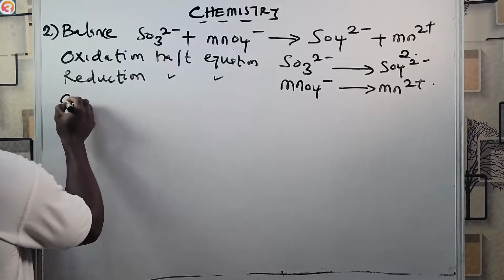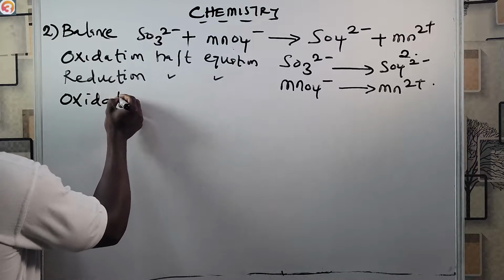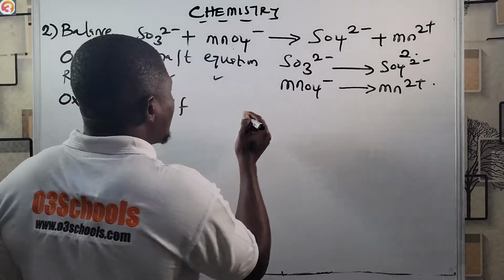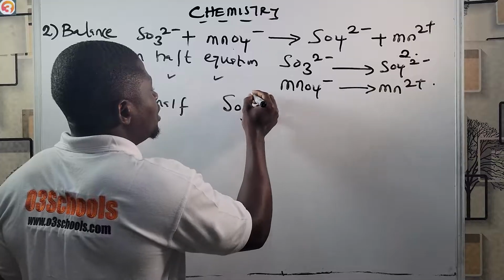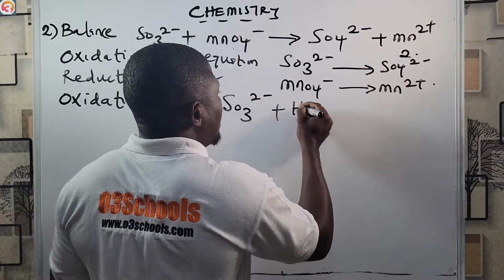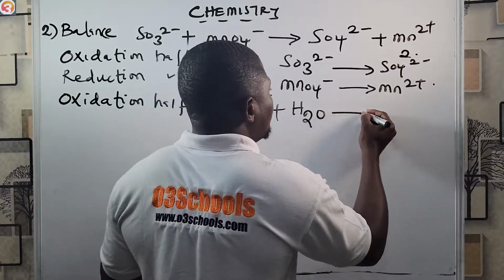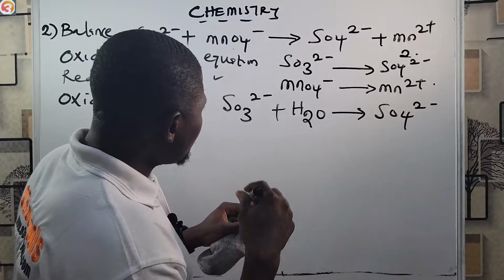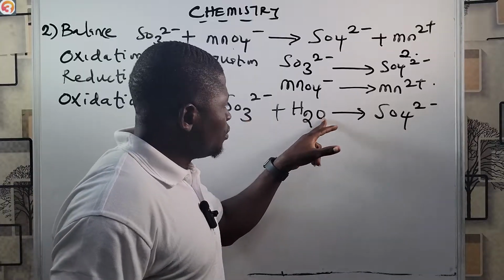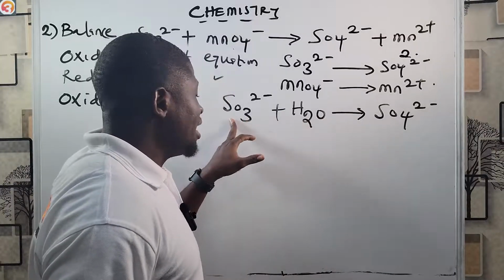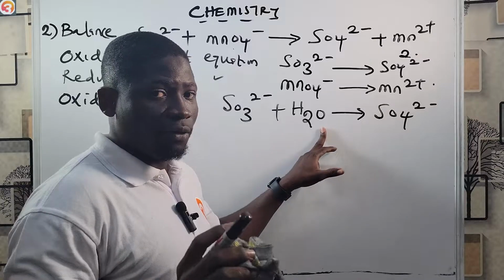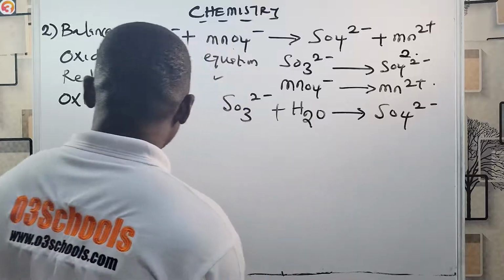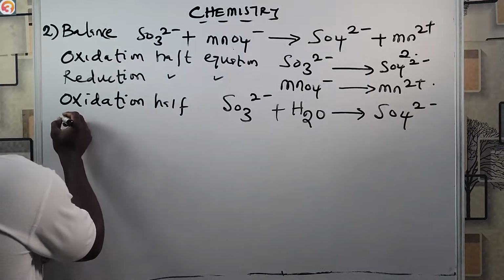So for the oxidation half again, if you add a water molecule here, you're going to have SO3 2- plus H2O, then this will give us SO4 2-. So that we now have 1 atom of oxygen here, 3 atoms of oxygen here. 3 plus 1 is 4, and this is 4. So oxygen is balanced. Check. Okay, so now for the reduction half.